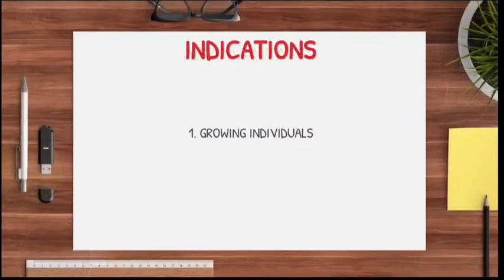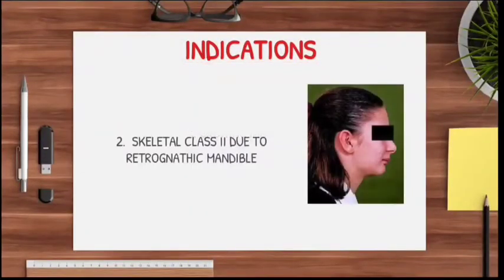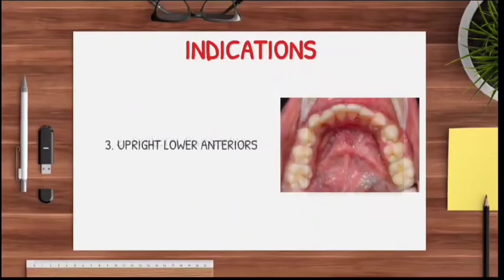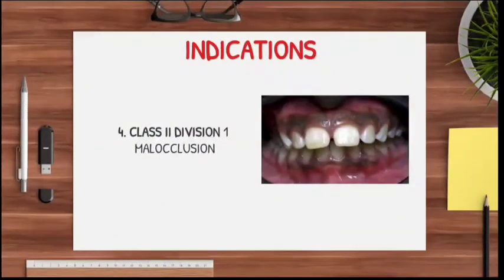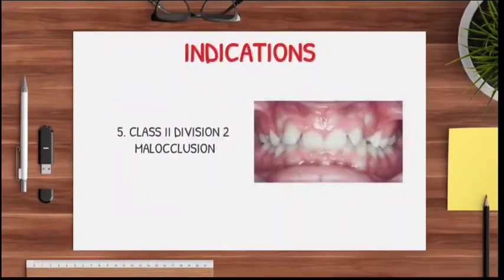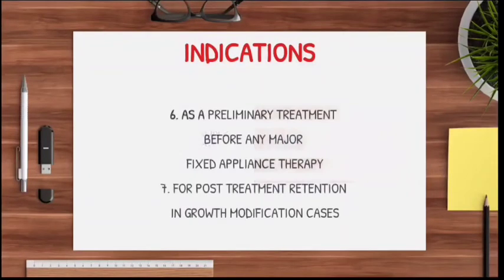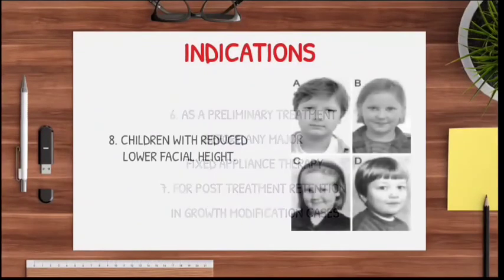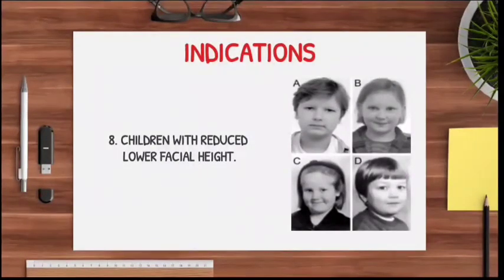Coming to the indications, which include growing individuals, skeletal class 2 due to retrognathic mandible, upright lower anteriors, class 2 division 1 malocclusion, class 2 division 2 malocclusion. As a preliminary treatment before any major fixed appliance therapy and for post-treatment retention in growth modification cases and children with reduced lower facial height.